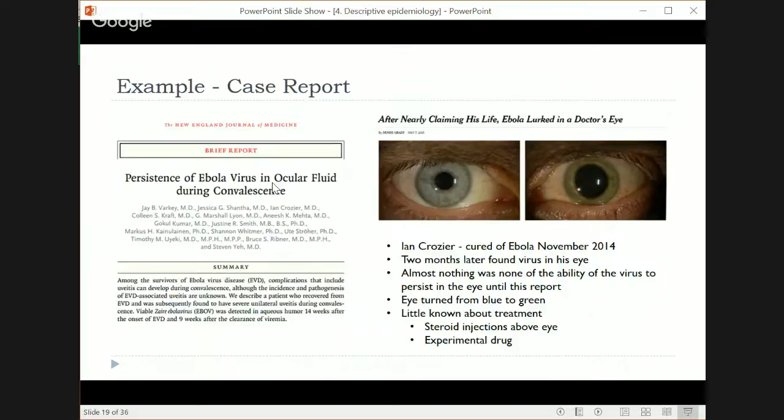And the case report goes on to talk about how they treated him. So they thought that he was going to lose his eyesight. He did not. They ended up giving him steroid injections right above the eye and using an experimental drug. So case reports are usually brand new information, things the scientific community knows nothing about. In this case, we knew nothing about the fact that Ebola could persist in an eye after you appeared to be cured.